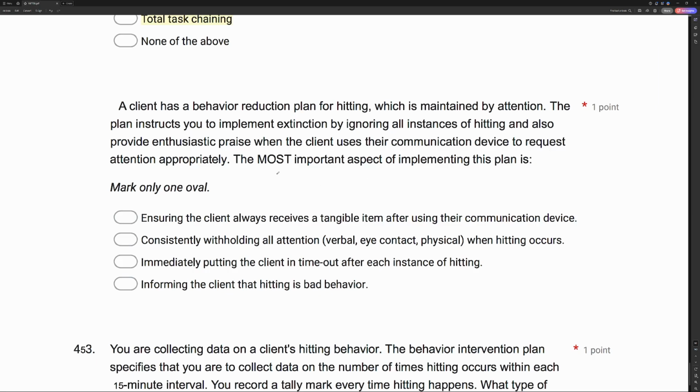Now, this is a good teaching question. One, the question is asking about the most important aspect.